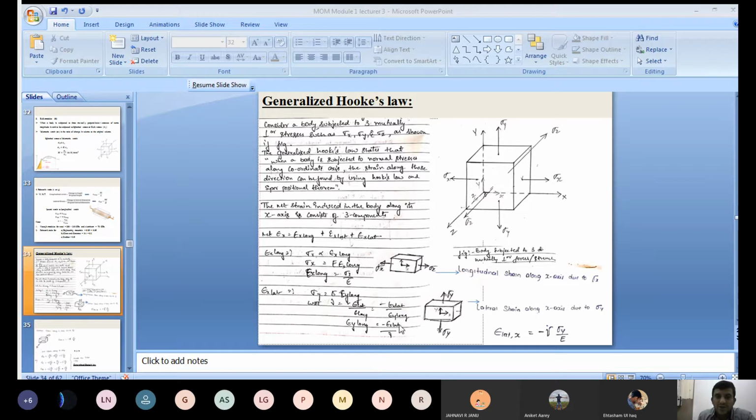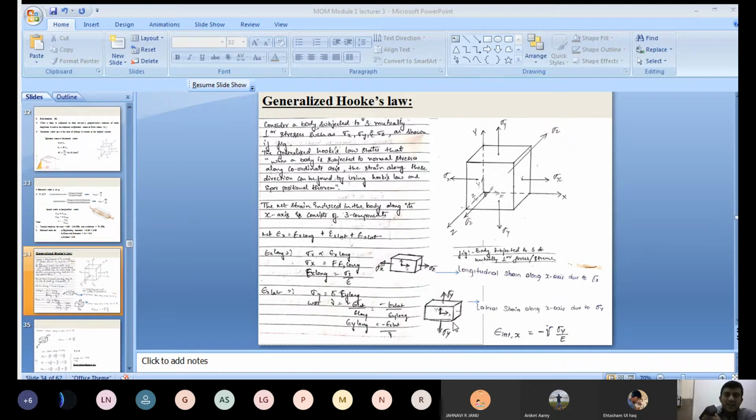Similarly, what is the strain induced along the x-axis when you consider only sigma y? Means stress induced along the y-axis. We neglect sigma x and sigma z. Right? So what happens here when the normal stress is induced along only the y-axis, but our aim is to determine the strain induced along the x-axis? We are applying a stress along the y-axis, positive y direction. At the same time, in the x-axis, what happens? It decreases the dimension. That is the lateral dimension. That is a lateral strain along the x-axis due to sigma y.